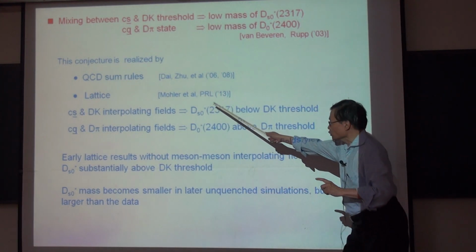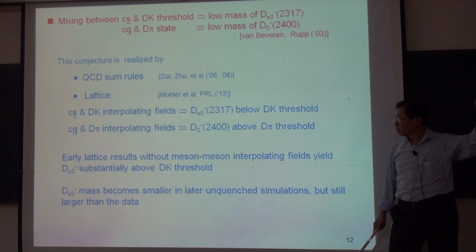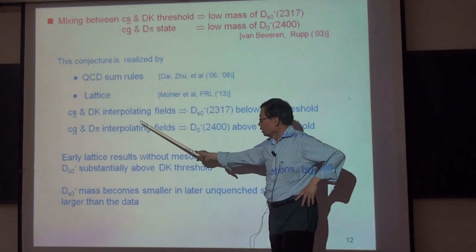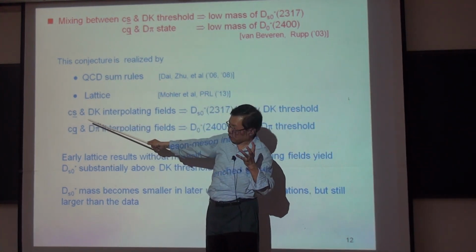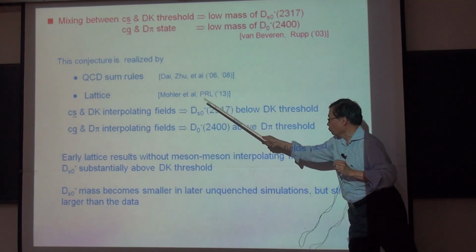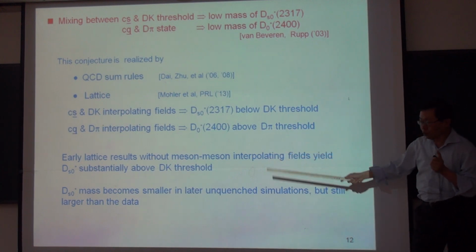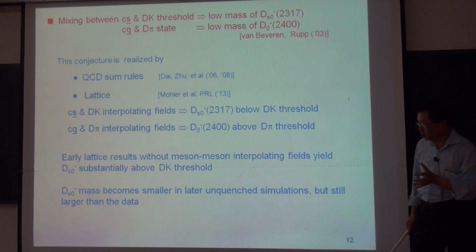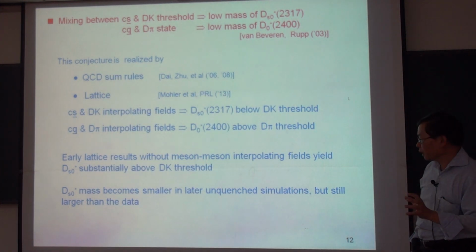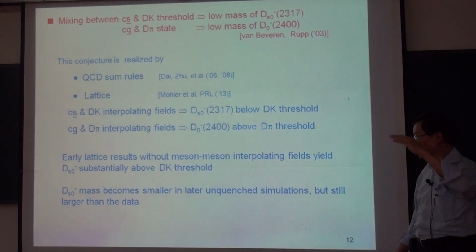The other nice thing is this conjecture has also been confirmed by lattice simulations. In fact, there are two papers, one last year and one two years ago. They introduce not only two-quark, but also meson interpolating fields. They found that the D_s0 stays below the DK threshold, and likewise the D_0 at 2400 is above the D pi threshold. In fact, all the early lattice calculation results, when introducing the meson interpolating field, will give the D_s0* very substantially above the DK threshold.